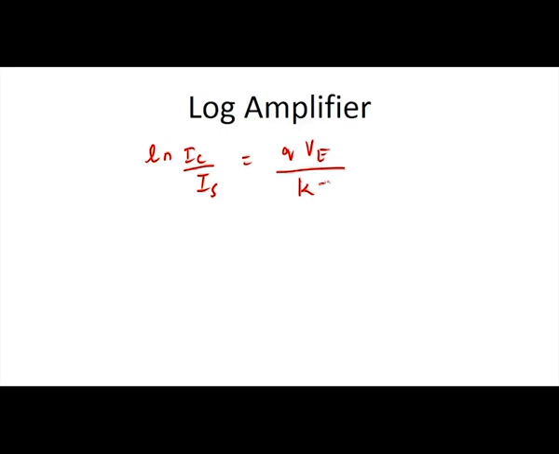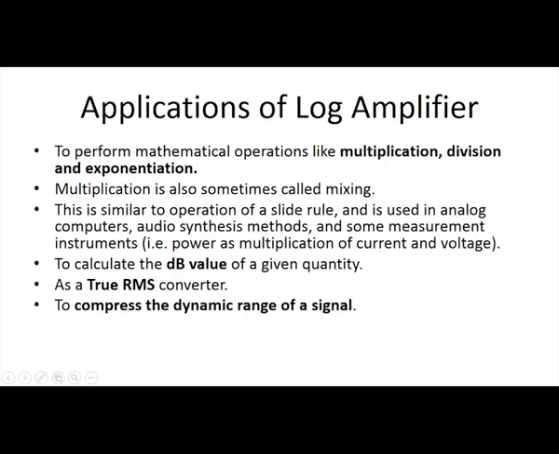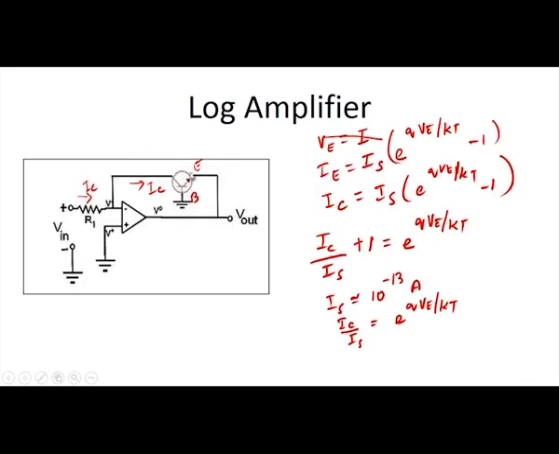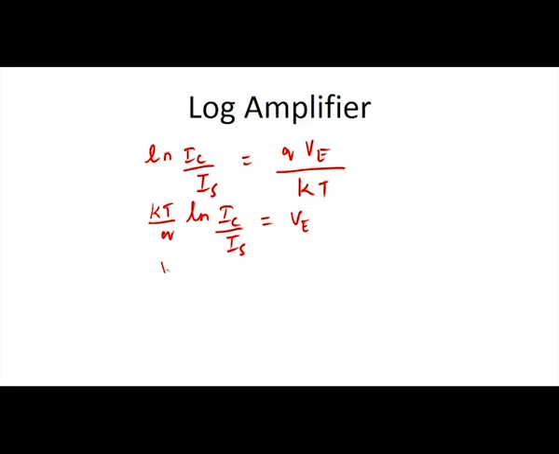From this equation you can write KT by Q natural logarithm of IC by IS is equal to VE. So, this is the voltage at the emitter of this BJT. The emitter voltage is actually the negative of the output voltage. So, output voltage Vout can be written as minus KT by Q natural logarithm of IC by IS.